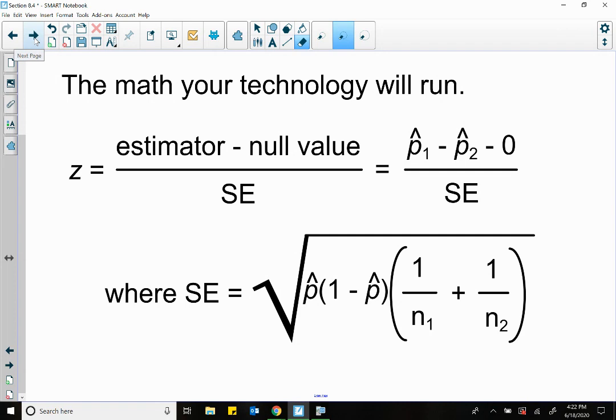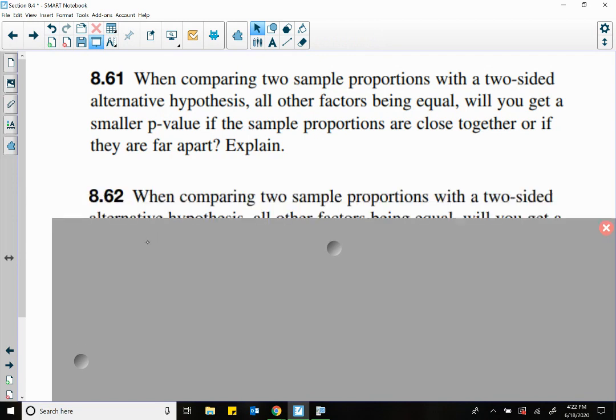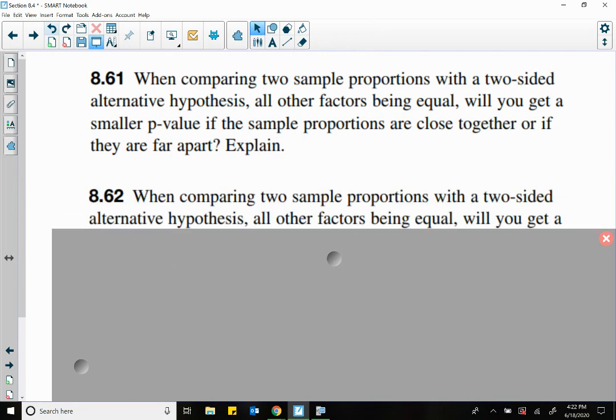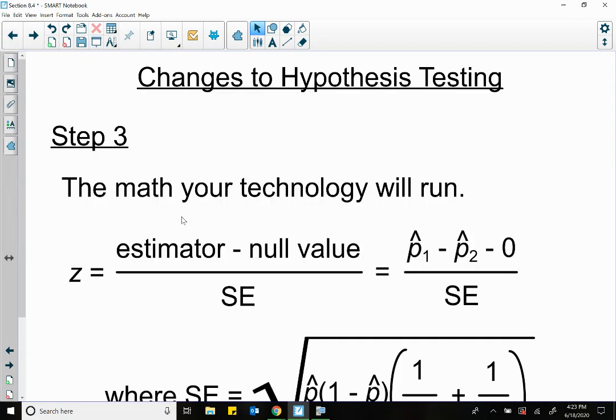All right. So let's answer some questions. So right here, I've got a thinking question. I actually got 2 questions right here, just in general about what we have seen. So when comparing 2 sample proportions with a 2-sided alternative hypothesis, so in other words, not equals, all the other factors being equal, will you get a smaller p-value if the sample proportions are closer together or if they are far apart? Explain.